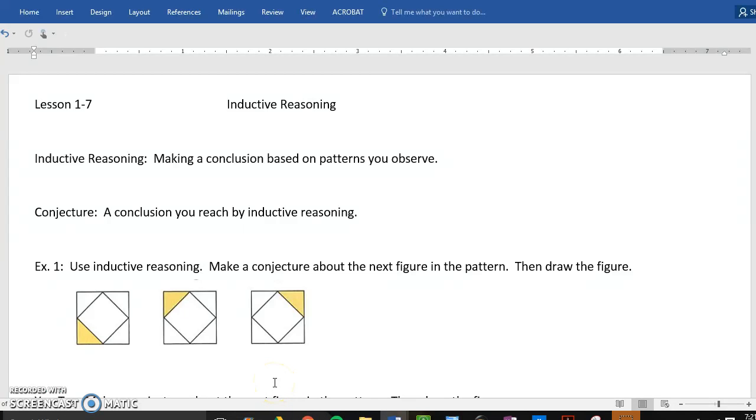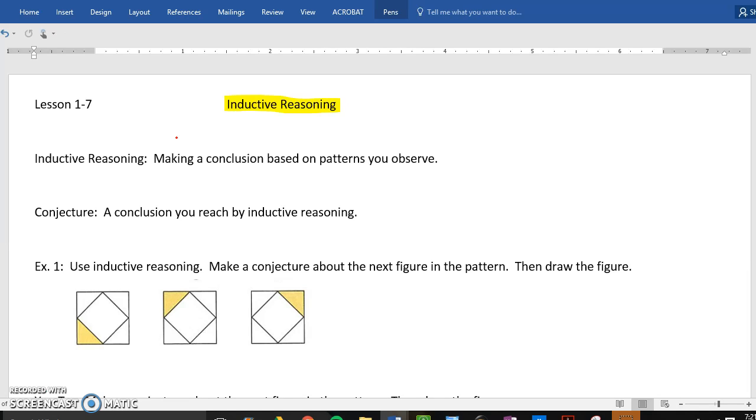Okay, lesson 1.7 is on inductive reasoning. This is used in a lot of algebra, but even more when you get to geometry, where inductive reasoning is used a lot. What is inductive reasoning? You use it every day without even really knowing you're using it. Inductive reasoning is making a conclusion based on any pattern you observe.